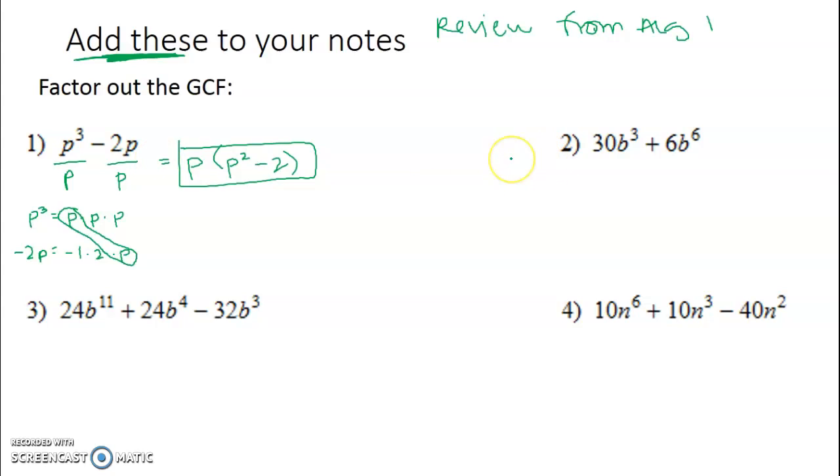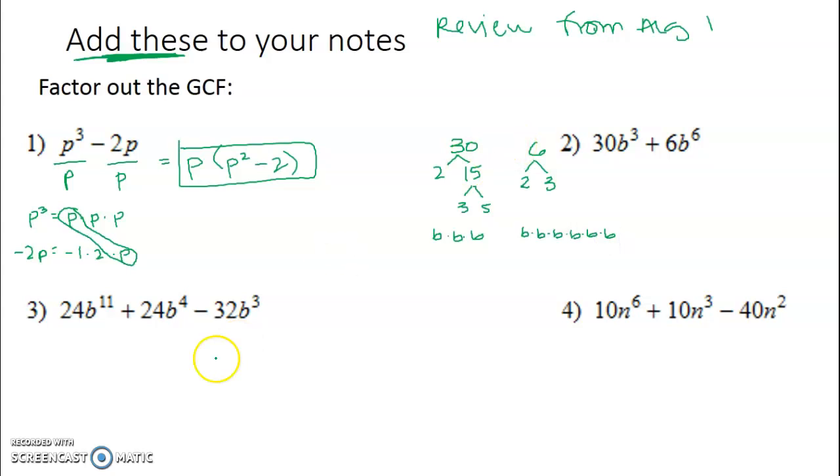If you need help remembering how to factor out that GCF, you could also look at this and say 30 is 2 times 15. 15 is 3 times 5. If I do the same with 6, that's 2 times 3. For the b's, I have b times b times b for the first one. The second one is b times b times b times b times b times b.